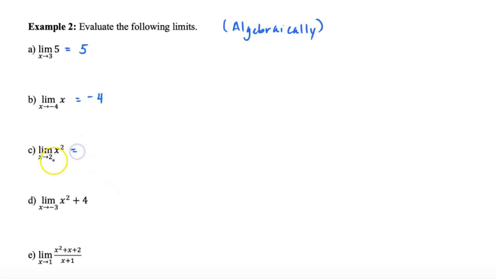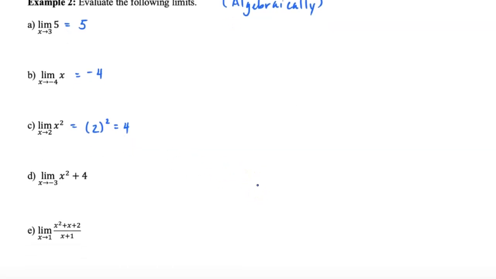Well, I'm plugging in my value of a, so this is going to be 2 squared, which is 4. Part D, the limit as x approaches -3 of x squared plus 4, I'm just plugging in -3. And so this is going to look like the quantity -3 squared plus 4, which is, well, when I square a negative number, it becomes positive. So this becomes a positive 9 plus 4, which is 13.